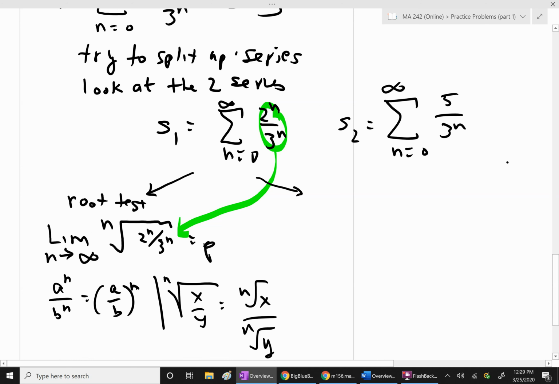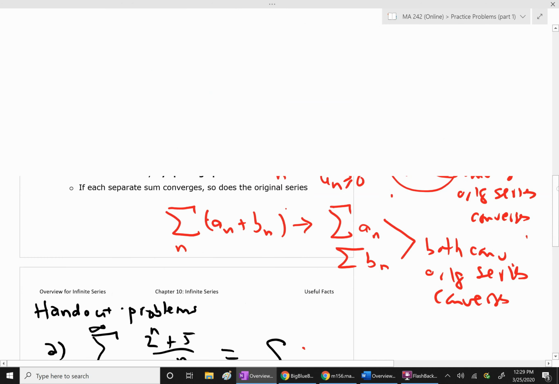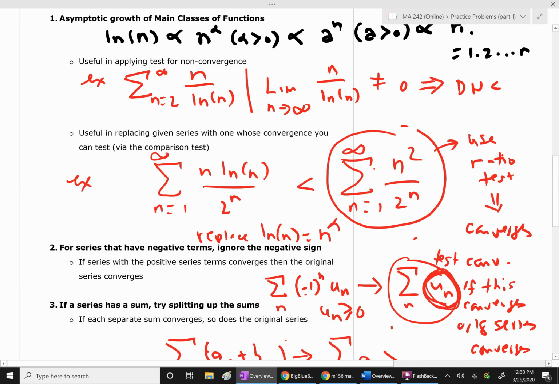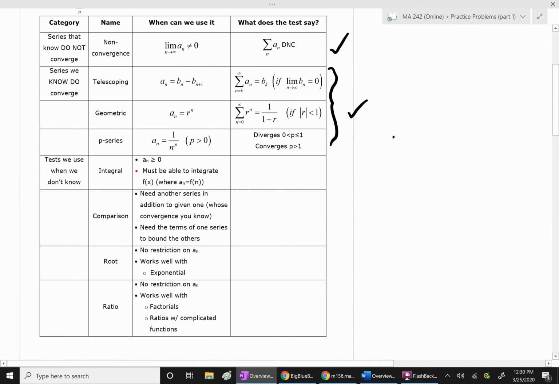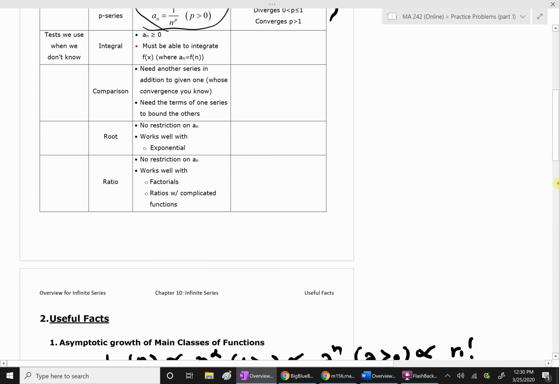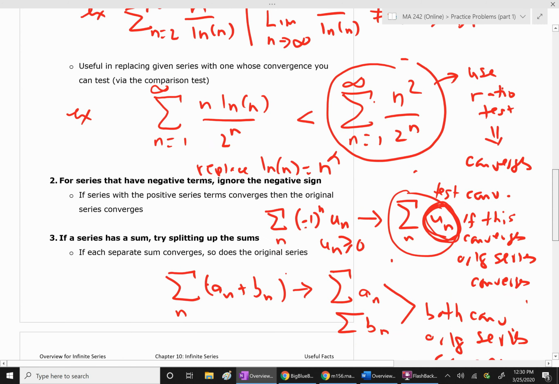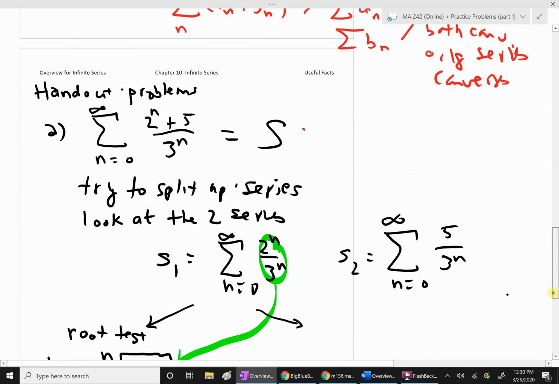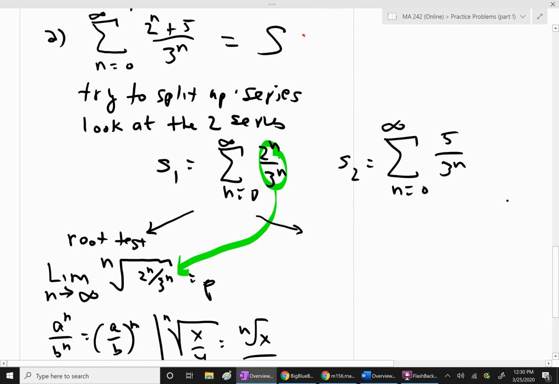One of the things you want to ask yourself is, does this look like a series whose convergence I know about? Notice that when you use the test for non-convergence, you're going to pass, because it's the limit of 2/3 to the nth power. Does this series look like any of these, though? Yeah, it looks like a geometric. It is. So in this case, I can also use the fact that this is a geometric series.